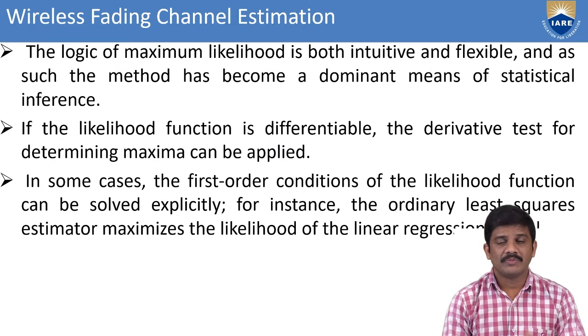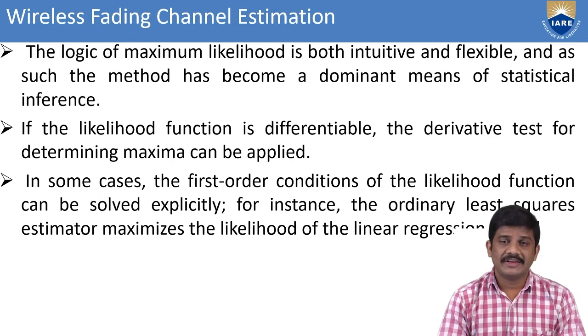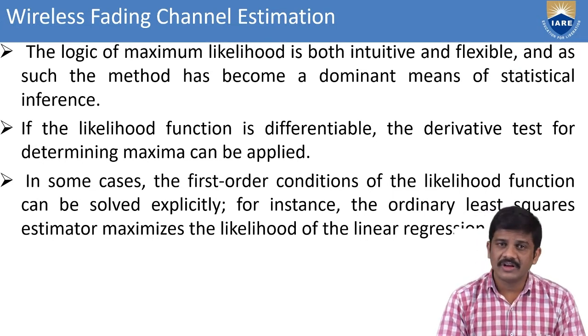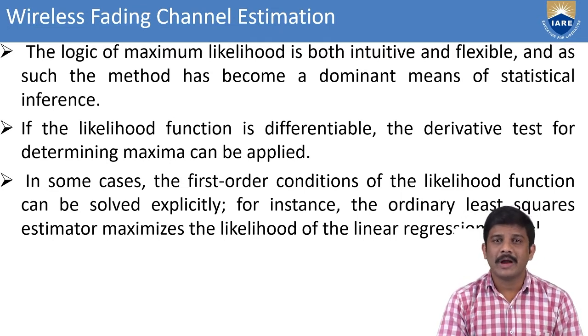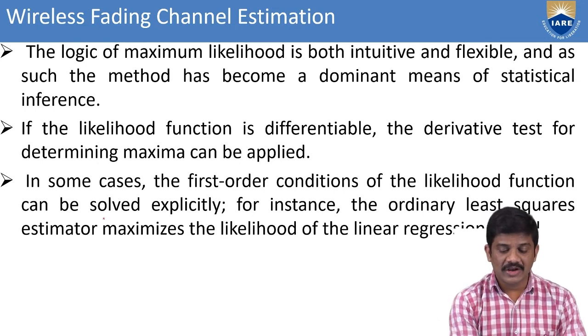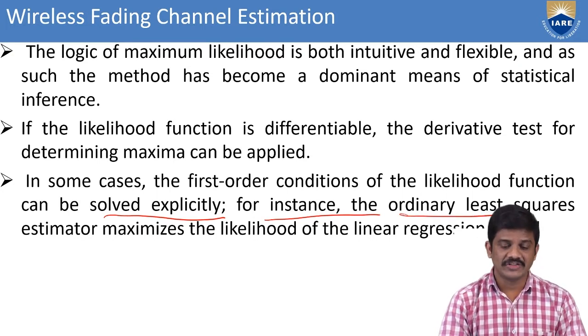Next, the logic of maximum likelihood is both intuitive and flexible, and as such the method has become a dominant means of statistical inference. We can go with the maximum likelihood function, or if the likelihood function is differentiable, we can determine the maximum by applying calculus to that particular function. In some cases we check the first order conditions of the likelihood function, which can be solved explicitly. For instance, the ordinary least squares estimator maximizes the likelihood function in a linear regression model.